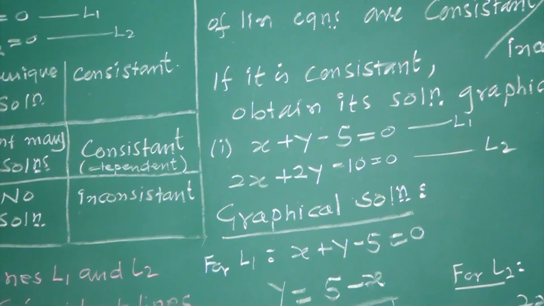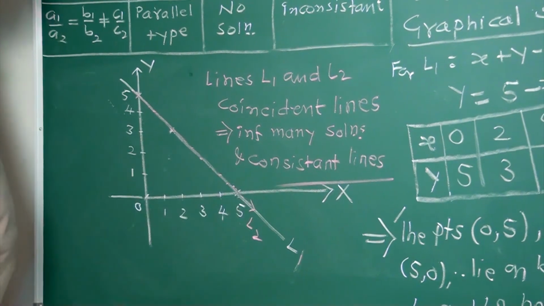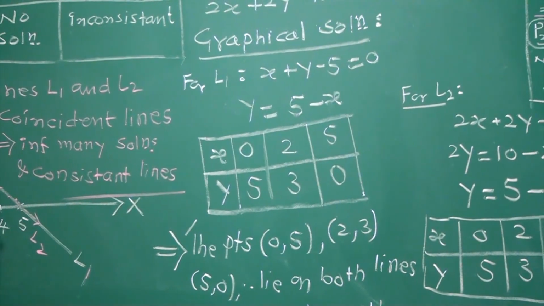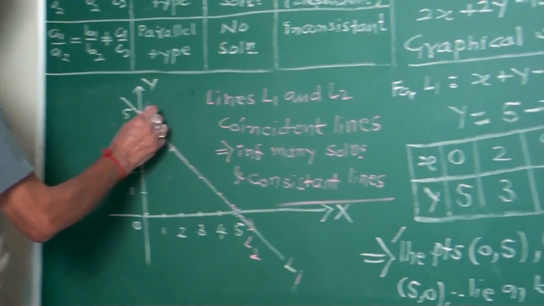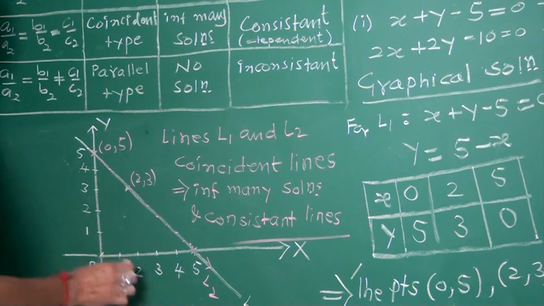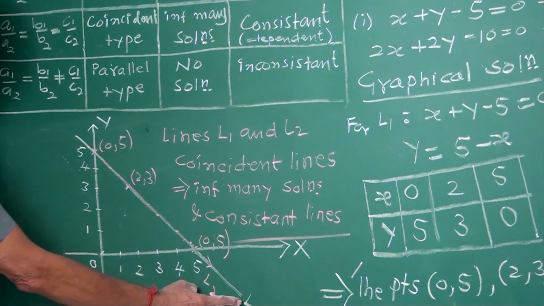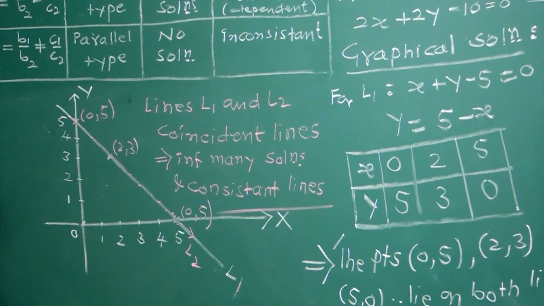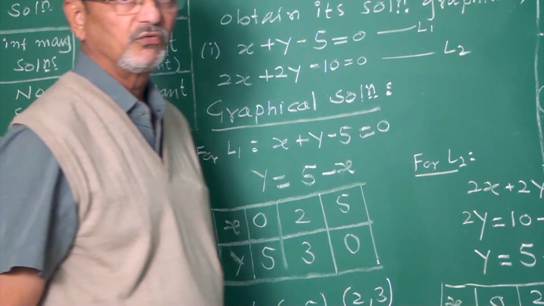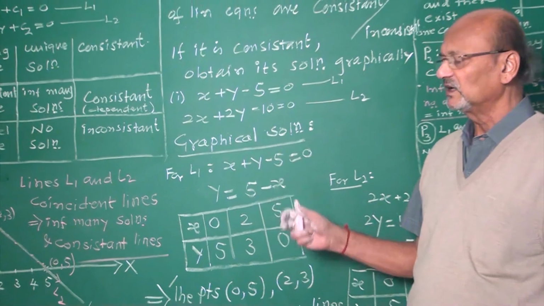This is the graphical representation. This is L1, this is L2. All these are the points which are common on both lines L1 and L2. This is (0, 5). What is this, my friend? (2, 3). X is 0, y is 5. These are the common points on L1 and L2. This is the graphical representation, my friends. This is the third type of example.